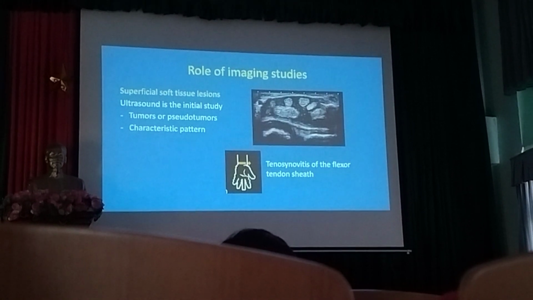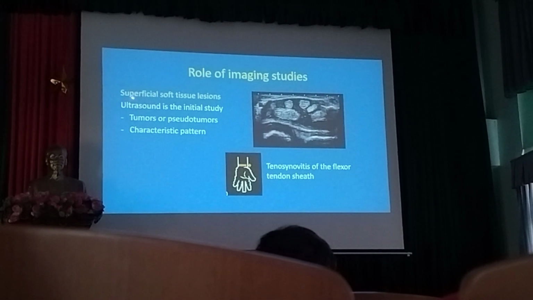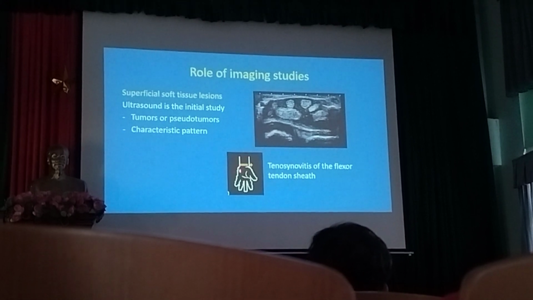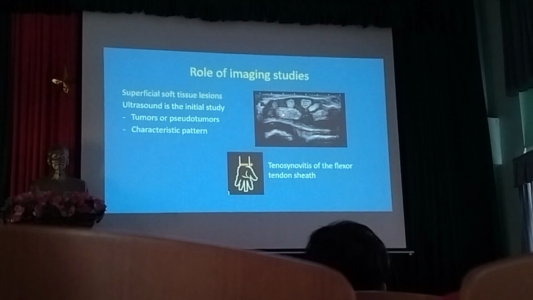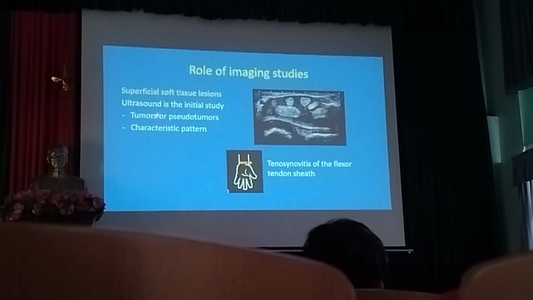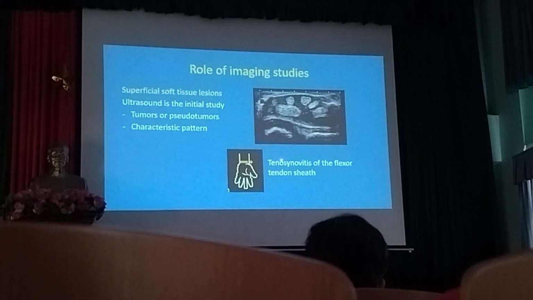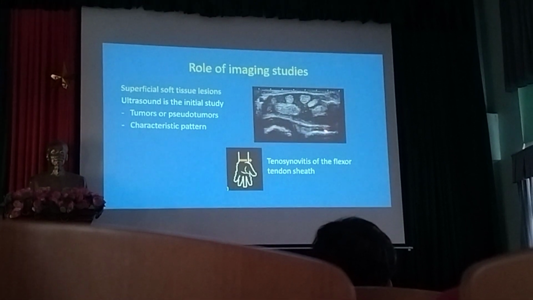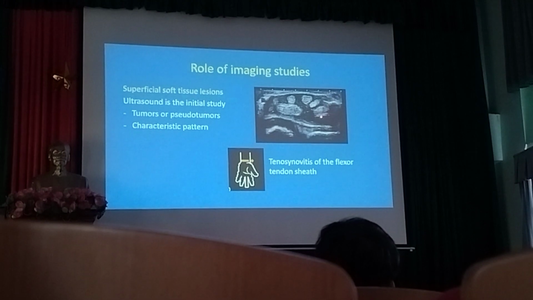Okay. And this is an example of how we use ultrasound for superficial mass. The man has a mass over here, and we can tell whether it's a pseudo tumor or tumor, because this one is tenosynovitis of the flexor tendon sheath. You can see the mass with tendon inside.